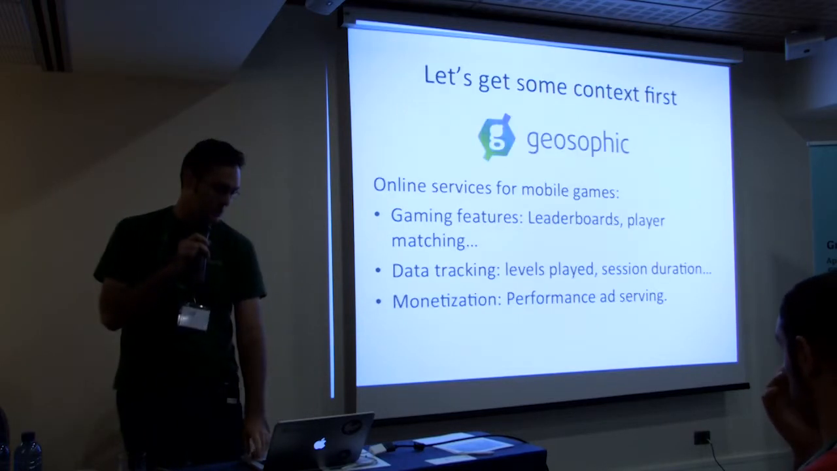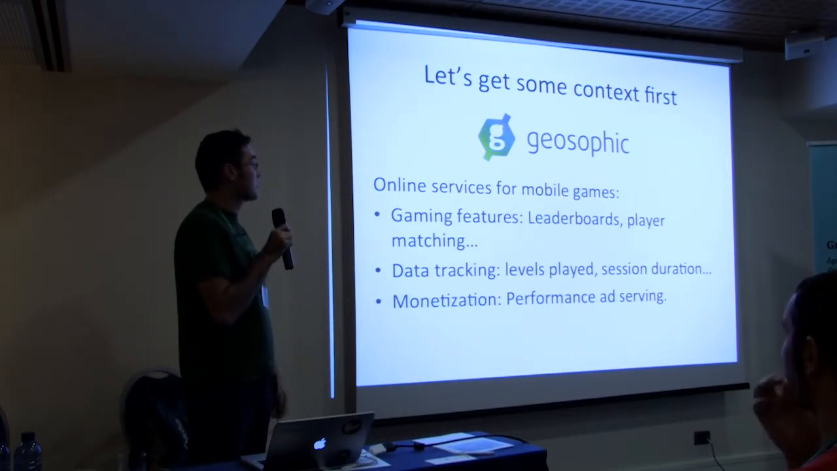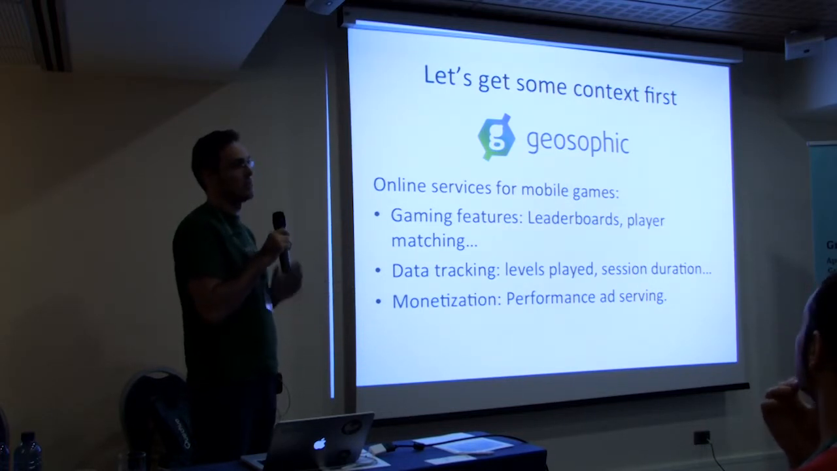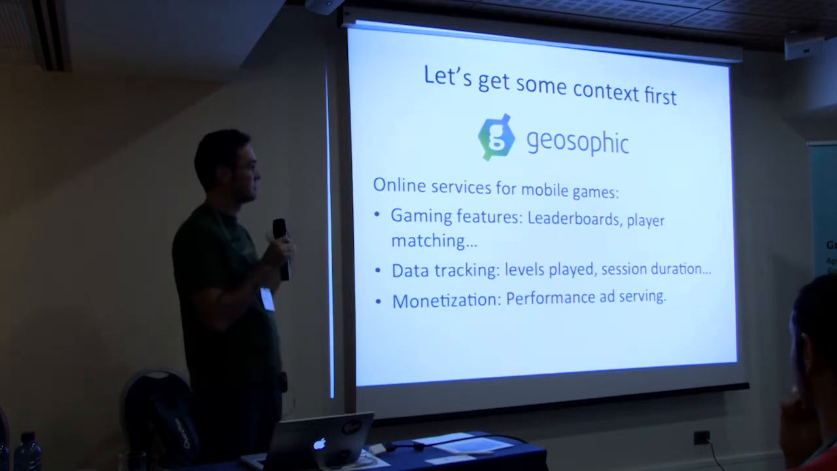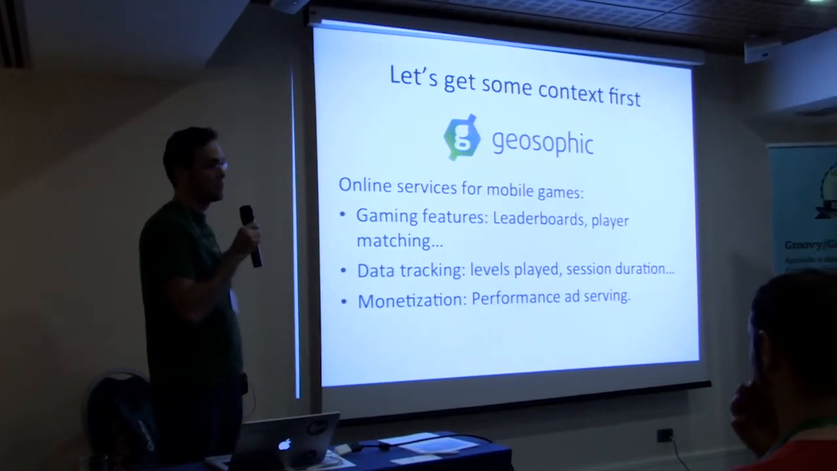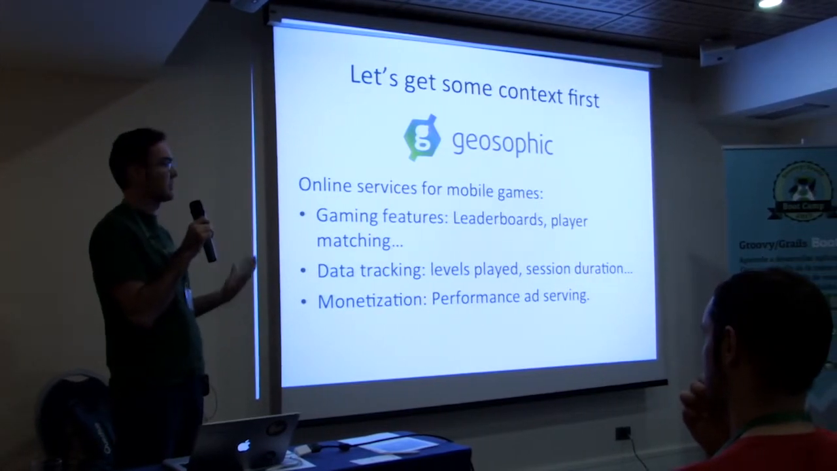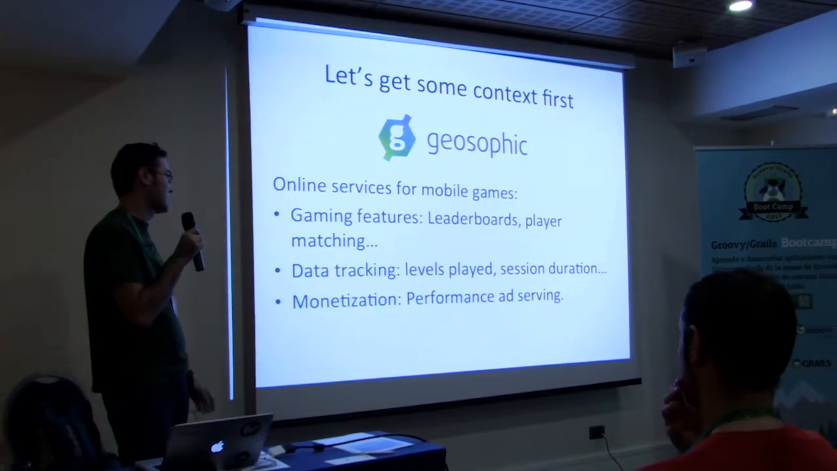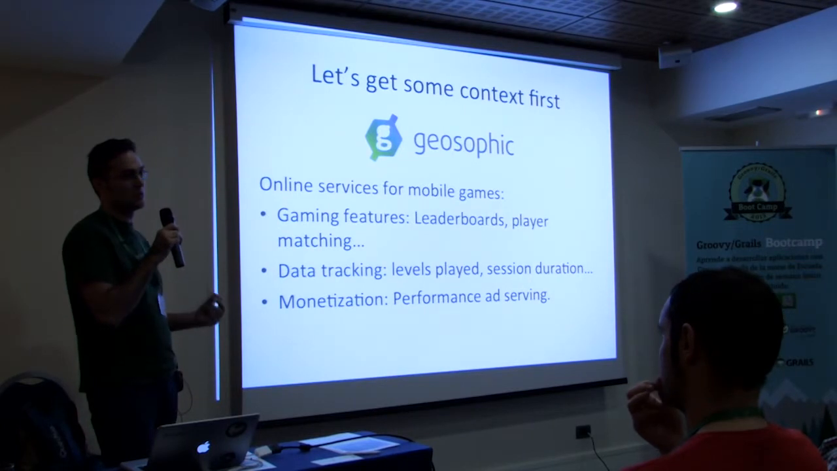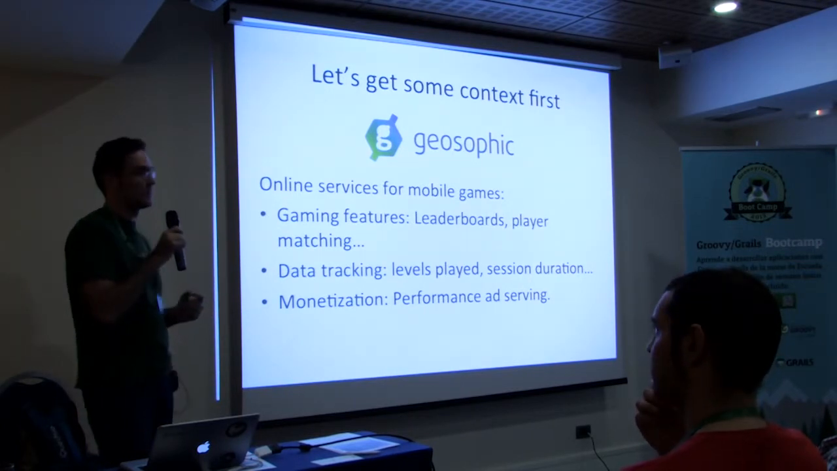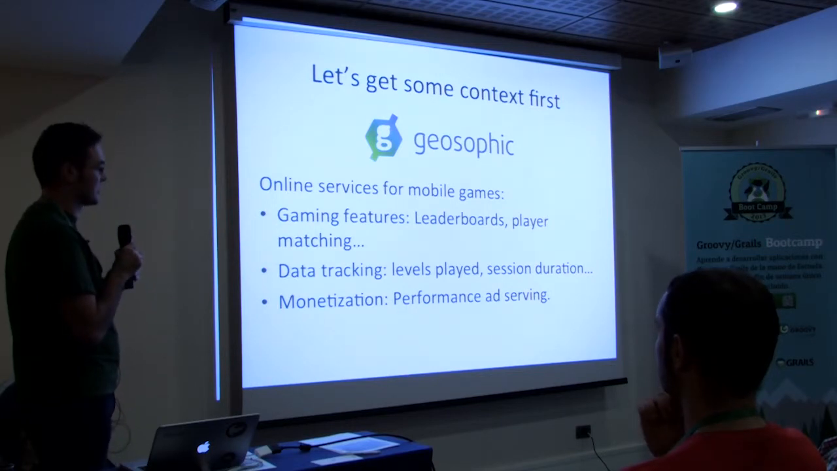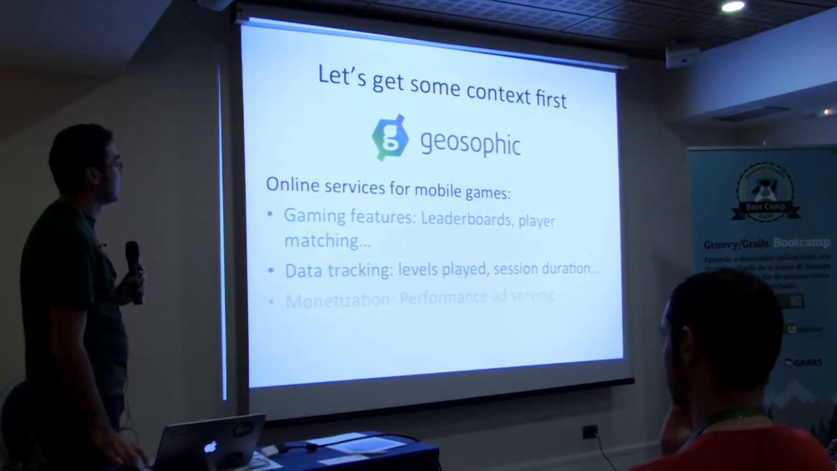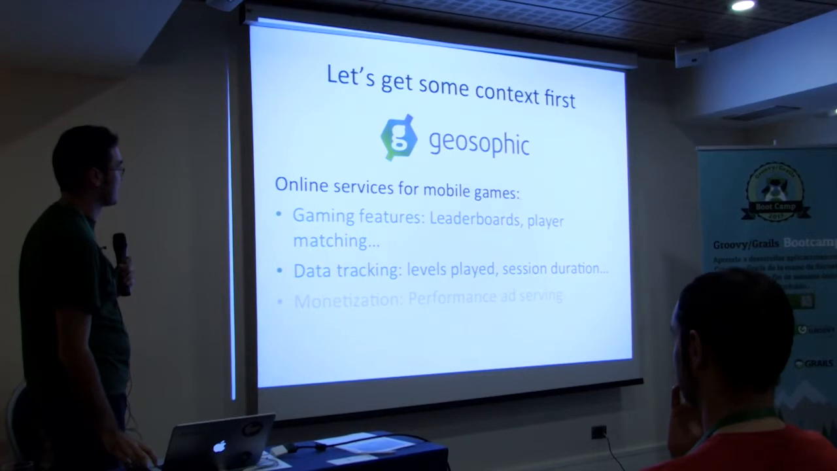So just to put you in some context, we are a startup. We are between Amsterdam and Tenerife, and what we do at Geosophic is we offer online services for mobile games. Basically, 3 groups of them. Gaming features like leaderboards, which allow them to send a score like in Game Center and so on. We allow them data tracking in the same way as Flurry and so on. Game developers want to know at which levels the gamers are leaving their games and so on. And we help them to monetize their games. We use performance ad serving. The API we built is only focused on the first two.